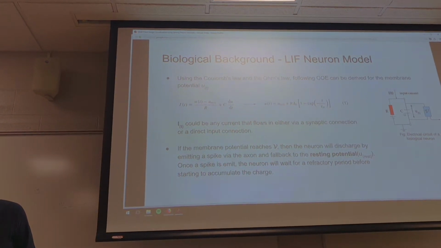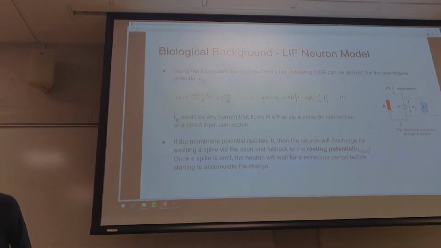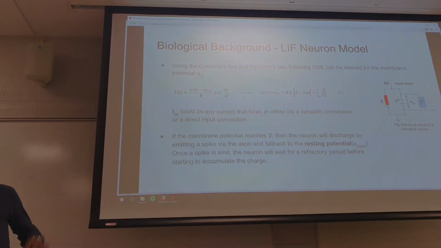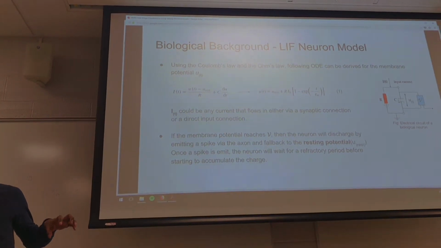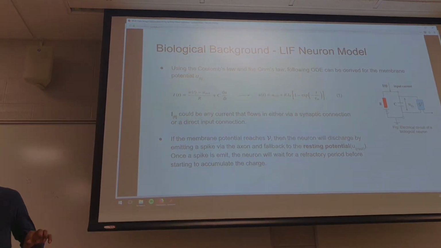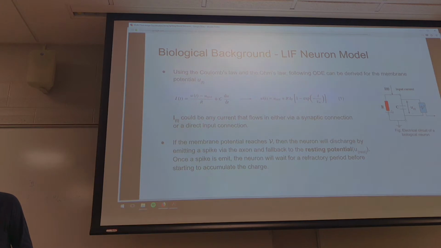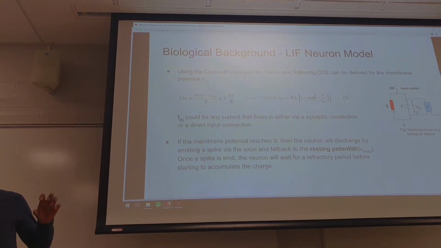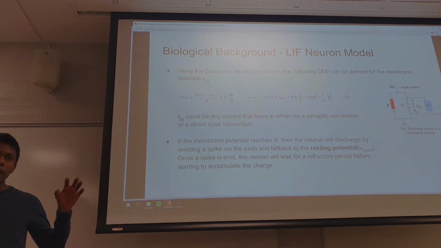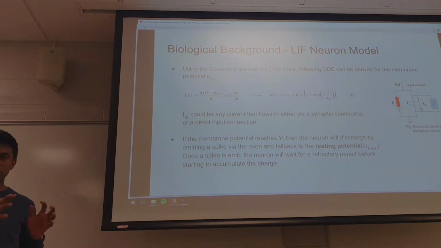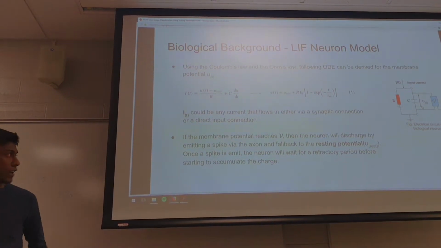The charge of this capacitor, or the membrane potential, reaches a value that is called the resting potential. The resting potential is not zero. It is provided by this biological battery here. And once the spike is emitted, the neuron falls into a refractory period where it does not do anything, and then it starts charging again.